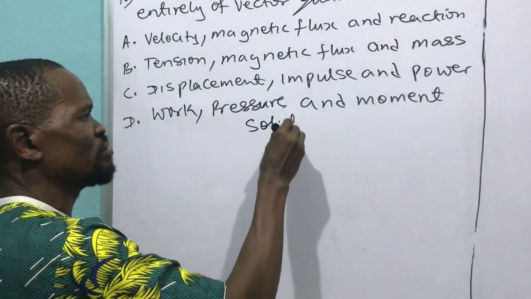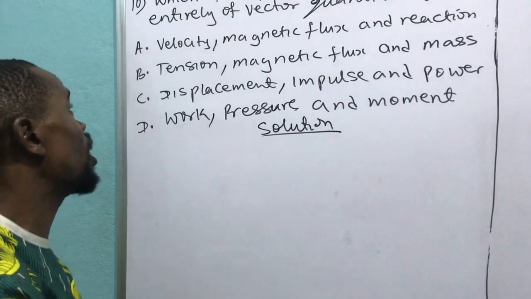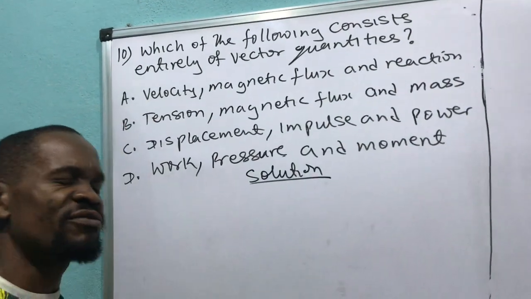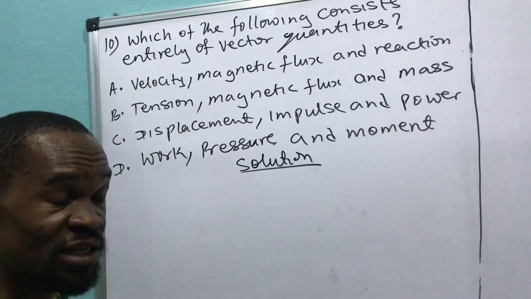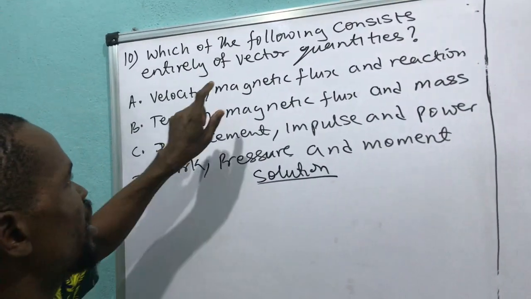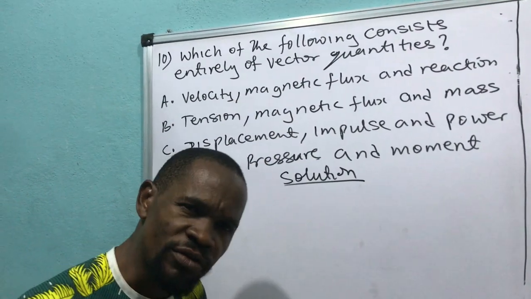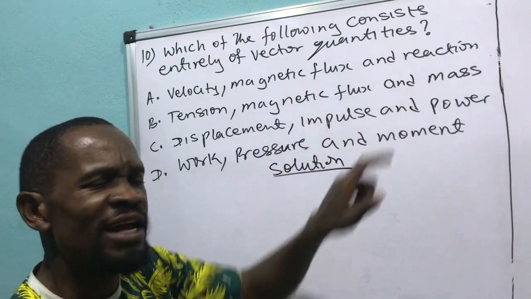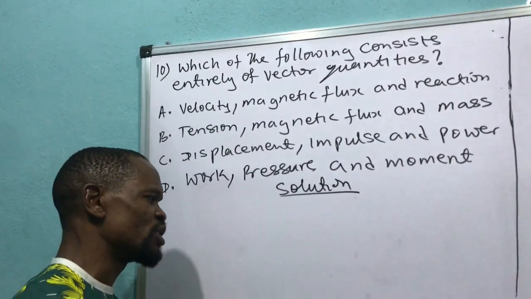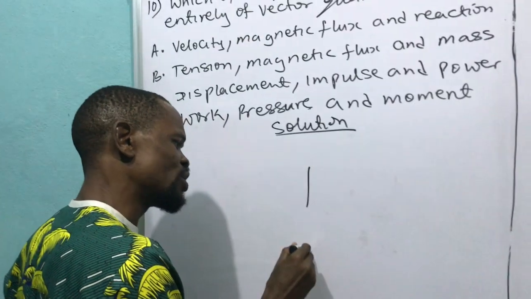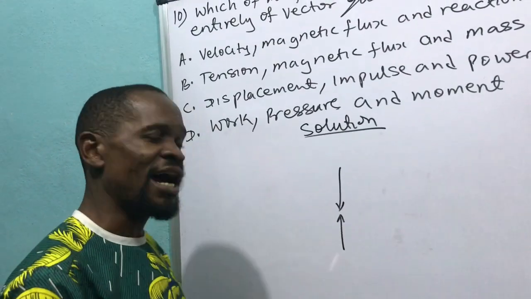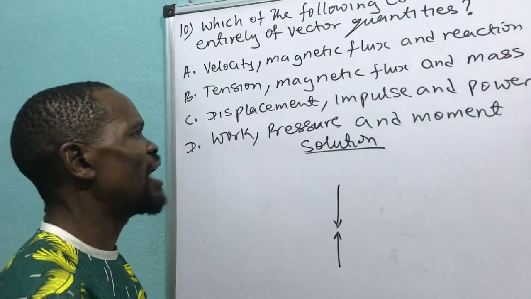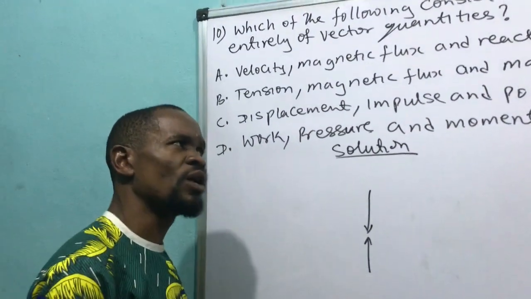Looking at the options given to us, velocity is a vector quantity, because velocity is defined as displacement, which is a vector quantity, over time taken. Then magnetic flux is also a vector quantity, because it has direction and magnitude. Then reaction is also a vector quantity, because action and reaction have direction and magnitude.